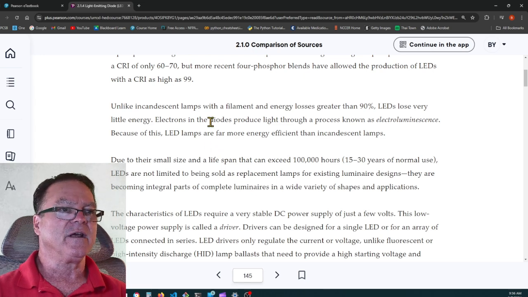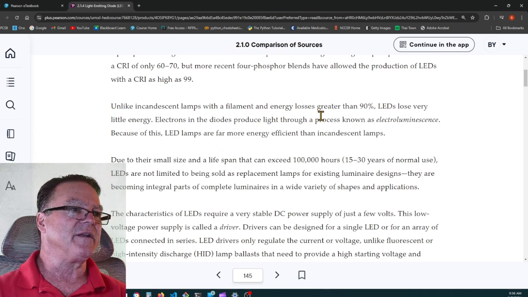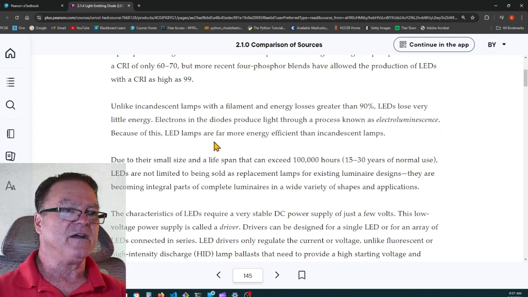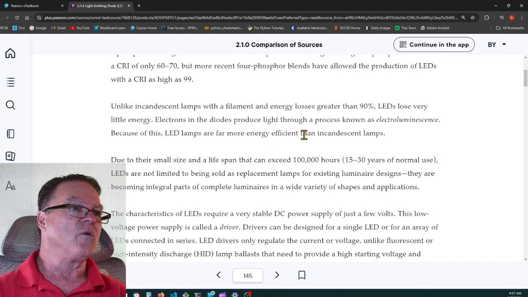All right. Unlike incandescent lamps with a filament and energy losses of greater than 90%, LEDs lose very little energy. Electrons in the diode produce light through a process known as electroluminescence. Because of this, LEDs are far more energy efficient.